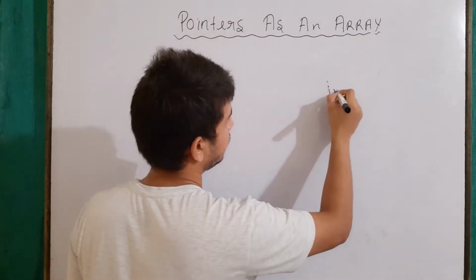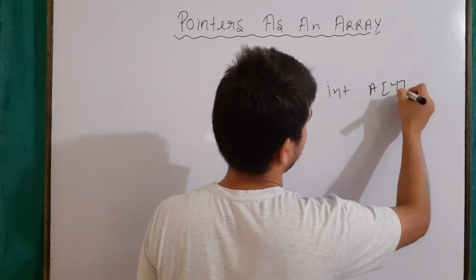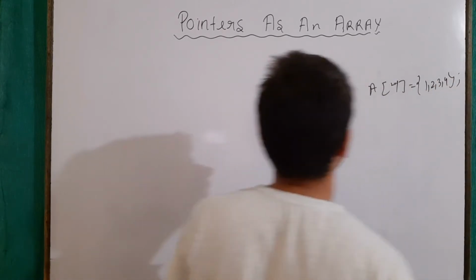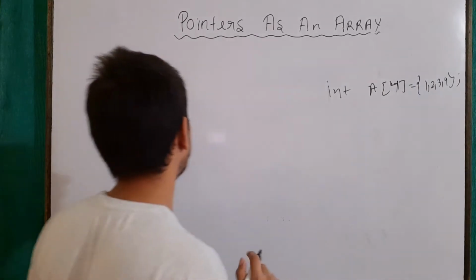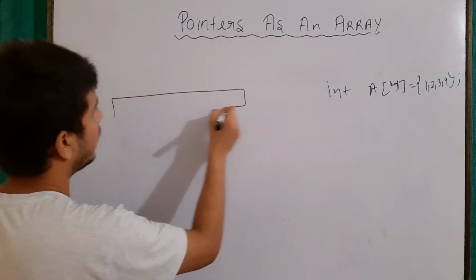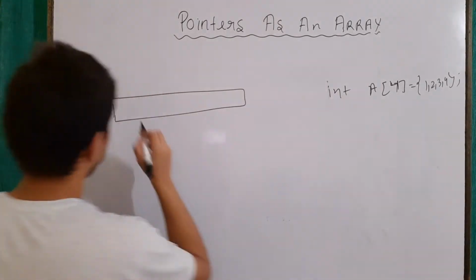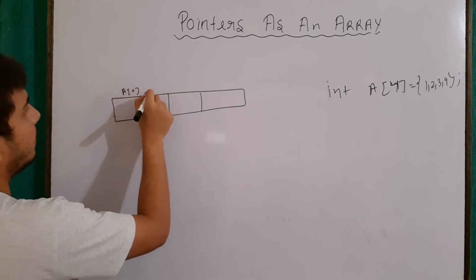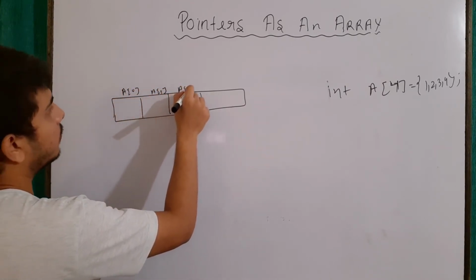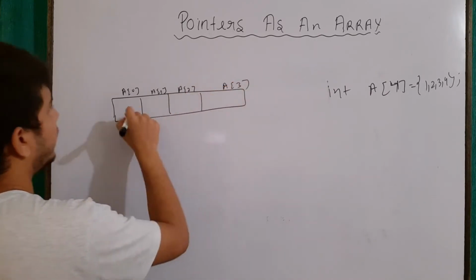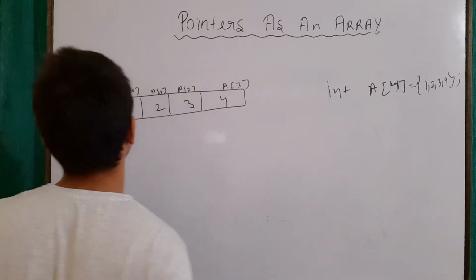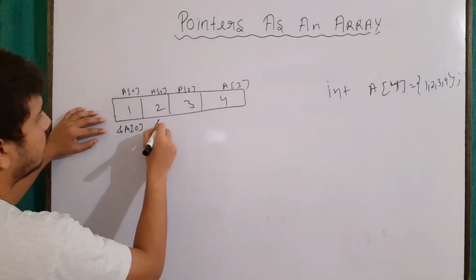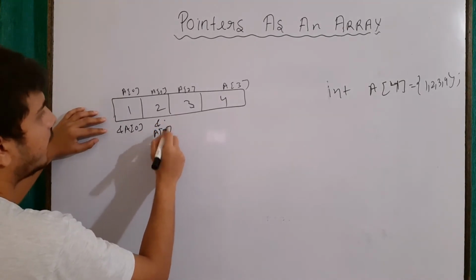Let's say there is an array int a[4], and I had initialized it with 1, 2, 3 and 4. So what's happening here? Contiguous memory locations are given to this variable. So this will be a[0], a[1], a[2] and a[3], and it is currently holding 1, 2, 3, 4. The address of this would be &a[0], and for this, &a[1], and so on.